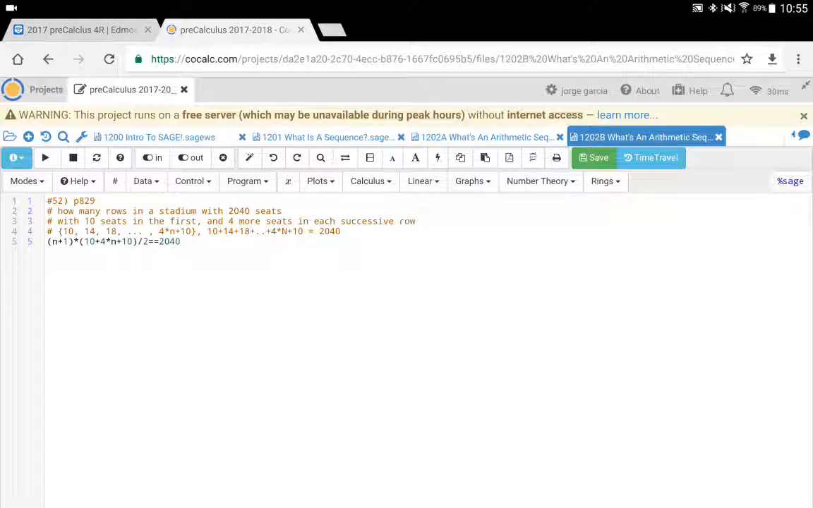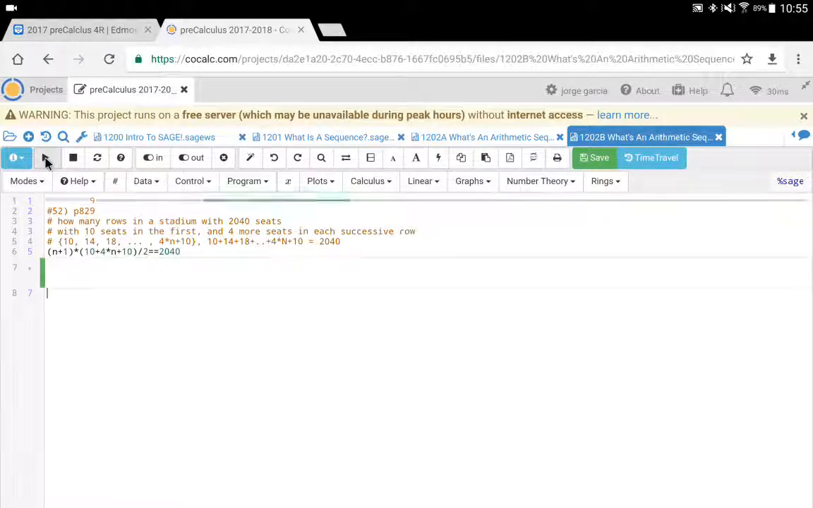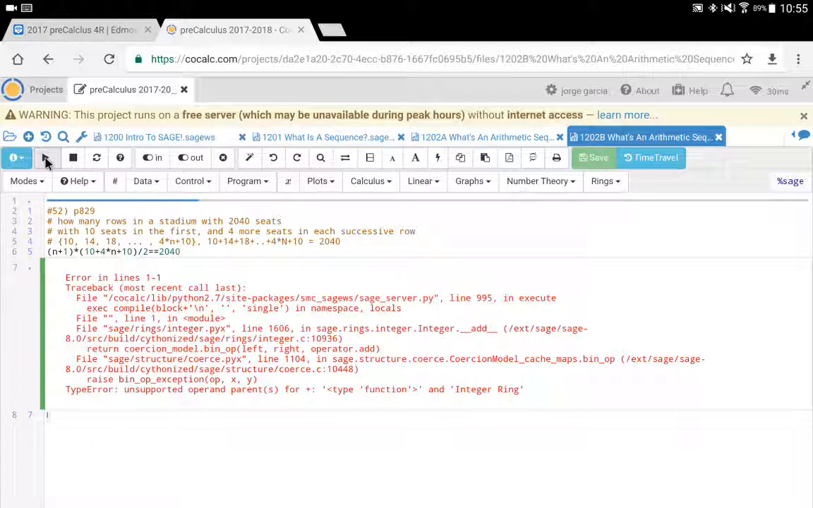Alrighty, so can we solve that equation? Let's see what happens if we show that. We have to FOIL that out and then simplify it, then it equals 2040. What happened here? Unsupported operands plus type function integer ring. It seems to think I'm writing a function.